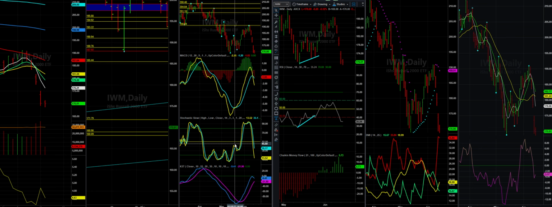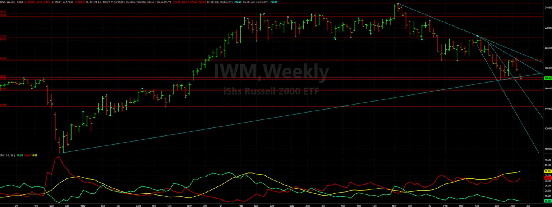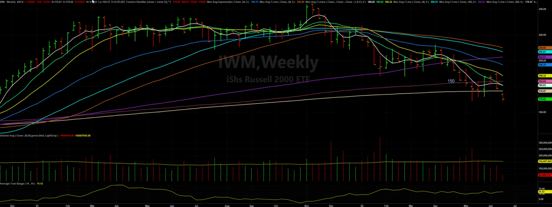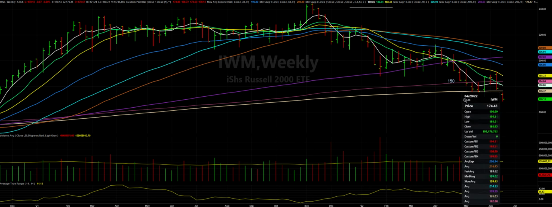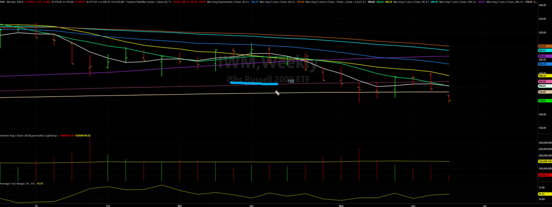Well, let's go to the weekly chart real quick and see what it's telling us. Let's go to the moving averages real fast. You see what's happening on this weekly chart. We're below the 150-week moving average, and we're below the 200-week moving average right here. This is the 150-week moving average. This is the 200-week moving average. We're below all of it.